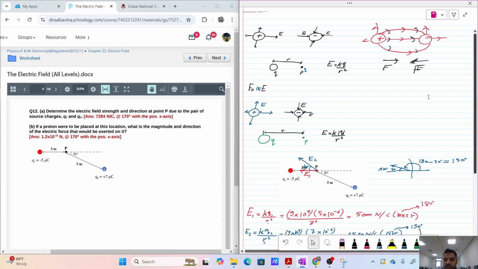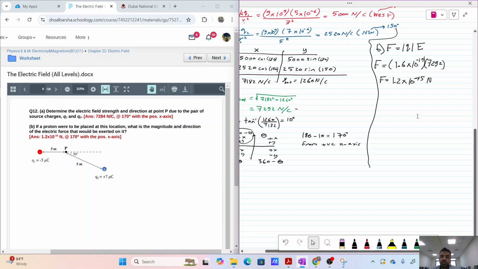So here, since it is mentioned it's a proton, we just say that it has the same direction as the electric field. So we say force is equal to 1.2 times 10 power minus 15 newtons at the same angle as the electric field, 170 degrees from the positive x-axis. We say it's the same direction as the field.